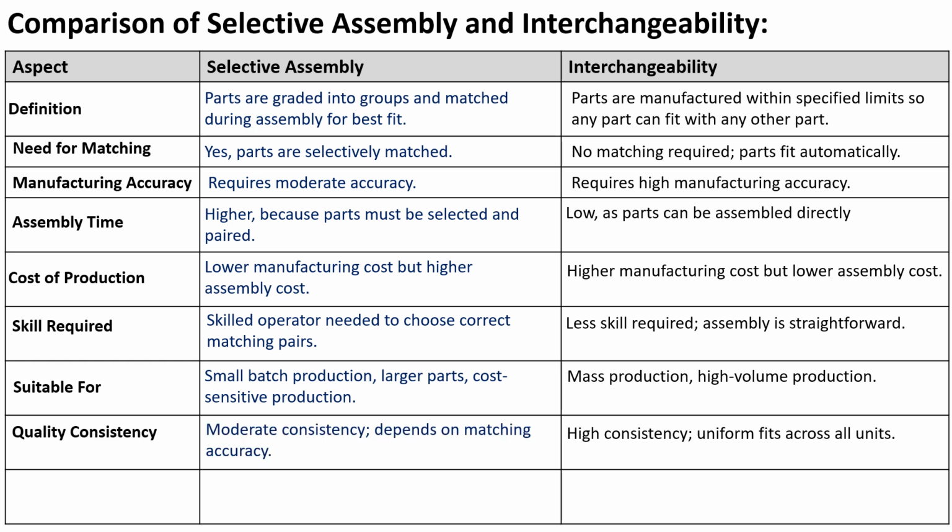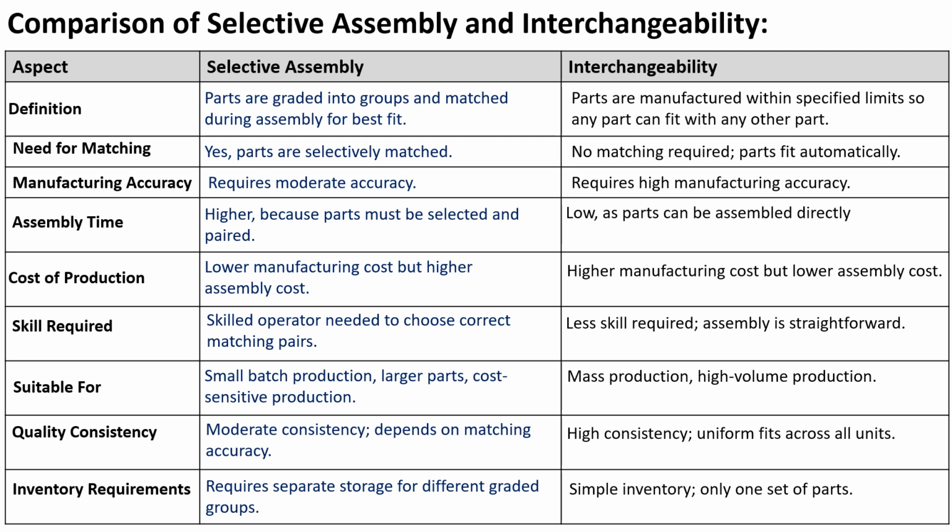From a quality consistency point of view, selective assembly is moderate and depends on the matching accuracy. In interchangeability, there is high consistency and uniform fit across all units. Regarding inventory, selective assembly requires separate storage for the different graded groups, but in interchangeability the inventory is simple, only one set of the parts. So this is the overview of selective assembly and interchangeability. Thank you.